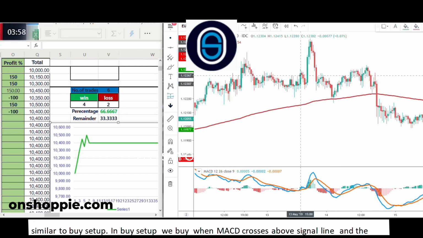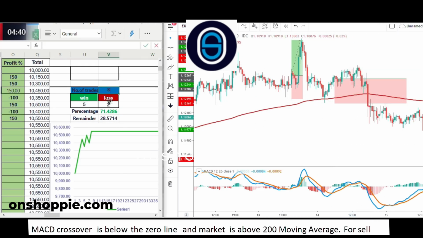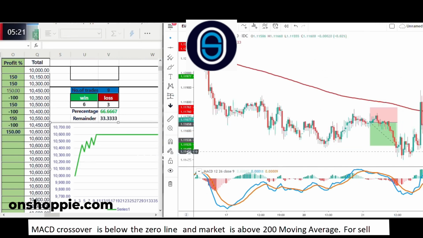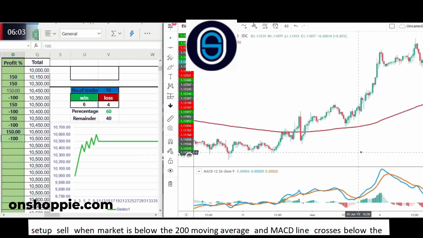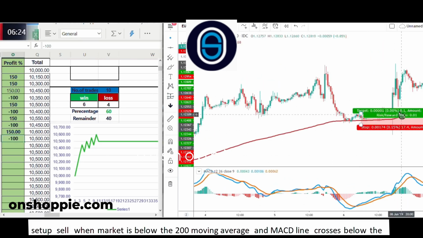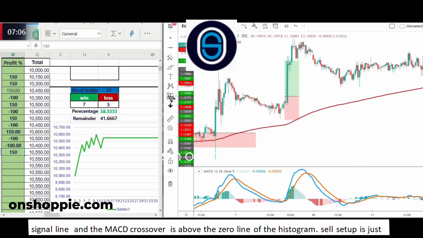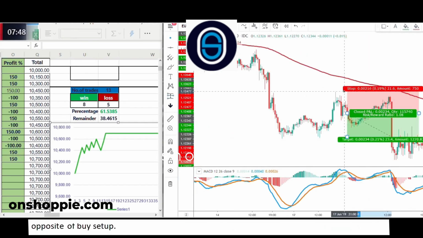In a buy setup, we buy when the MACD crosses above the signal line, and the MACD crossover is below the zero line, and the market is above the 200 moving average. For a sell setup, sell when the market is below the 200 moving average, and the MACD line crosses below the signal line, and the MACD crossover is above the zero line of the histogram. A sell setup is just the opposite of a buy setup.